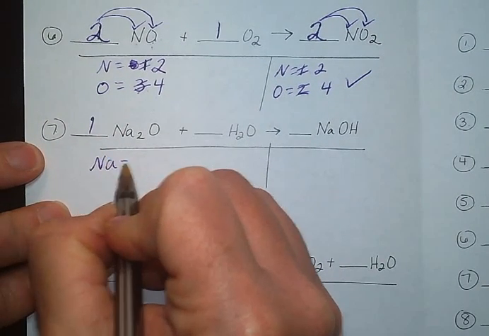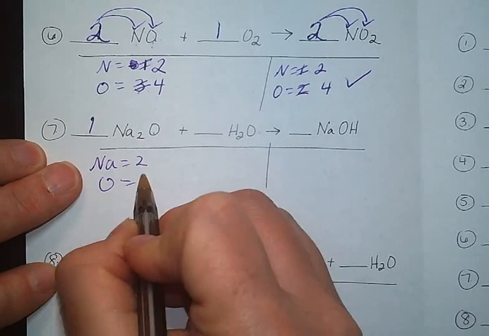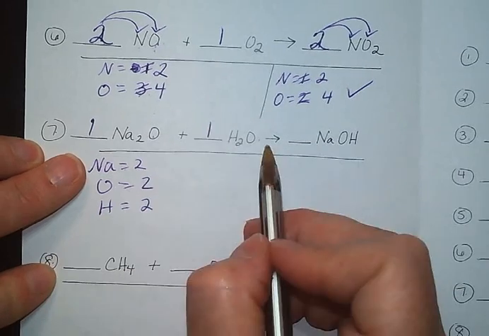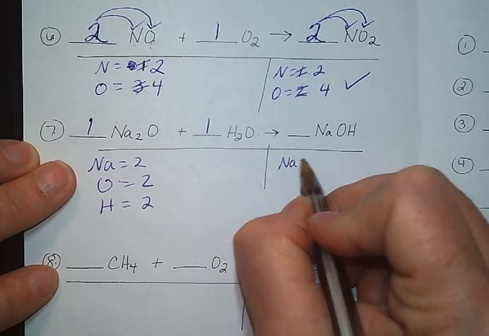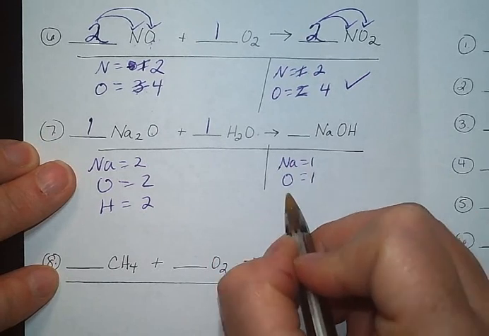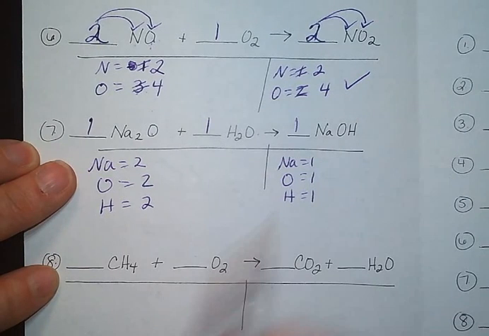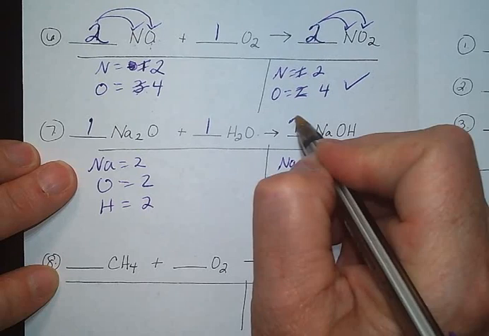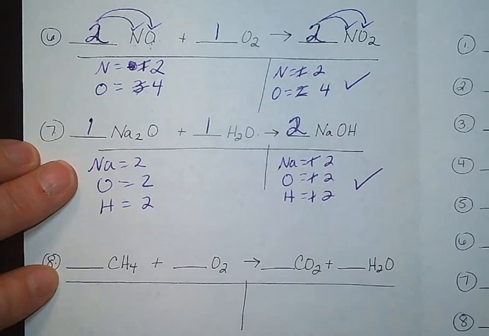Sodium, I have 2. Oxygen, are split, I've got 2. Hydrogen, I have 2 on my reactant side. On my product side, I've got 1 sodium, 1 oxygen, and 1 hydrogen. 1, 1, and 1. So this side needs more to balance this side. So I'm going to put 2, and those all change to 2, and I'm balanced.